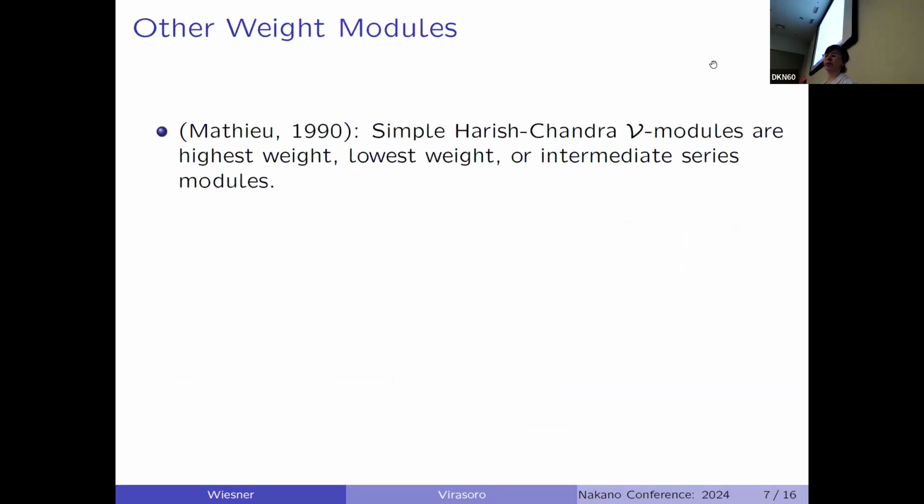We might ask more generally about weight modules, and again, people have been able to say a lot in this case. Simple Harish-Chandra modules are weight modules that have finite dimensional weight spaces, and it turns out these only come in a few flavors. They're either highest weight, lowest weight, or these intermediate series modules. The intermediate series modules are twists of the natural representation on the Laurent polynomials. So you end up with all one-dimensional weight spaces, but it extends infinitely in both directions. Sometimes you have to quotient out by one of those weight spaces to get something simple, but that's essentially what it looks like.